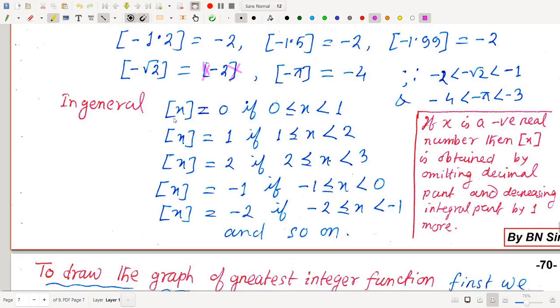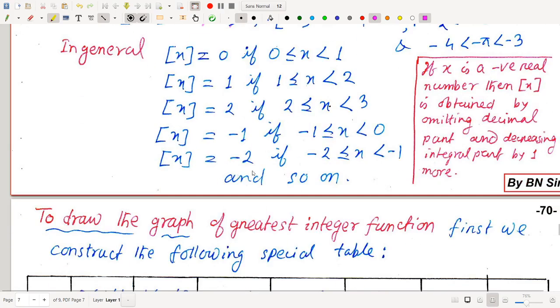Now in general, I am writing the values. [x] is 0 if x lies between 0 and 1. Whether it is 0 or 0.1 or 0.2 or 0.9, no matter, all will give you 0. If x lies between 1 and 2, x including 1 but not including 2, then say 1.1, 1.2, 1.3, 1.9, 1.5, whatever it is, the [x] value is 1. If x lies between 2 and 3, excluding 3, the value is 2.